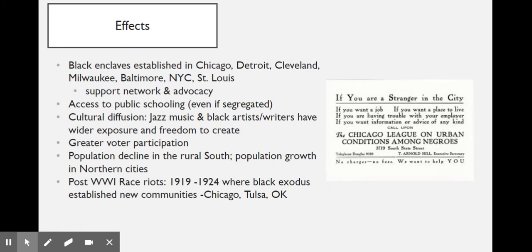Greater voter participation, no literacy test to register to vote, no poll tax. And so you're going to see African Americans, certainly by the late 1930s, early 1940s, become more and more of a voting bloc that both parties are going to be looking towards in terms of sealing those elections in their favor.